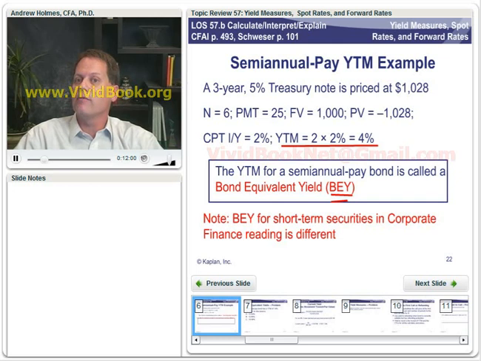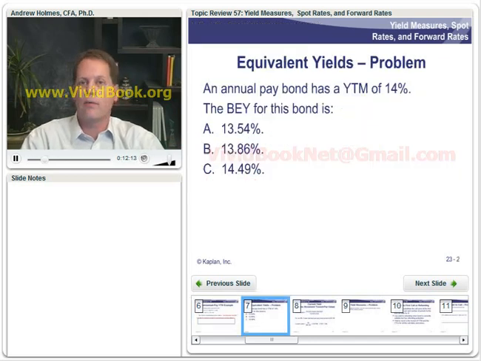So the bond equivalent yield for a short-term security in the corporate finance reading is a little bit different. This is the one that I would focus on for the purposes of the exam. So here we go. Let's make sure, since we've already talked about this going way back to study session 2 or 3, an annual pay bond has a yield to maturity of 14%. So it's an annual pay bond. So we solve for this.